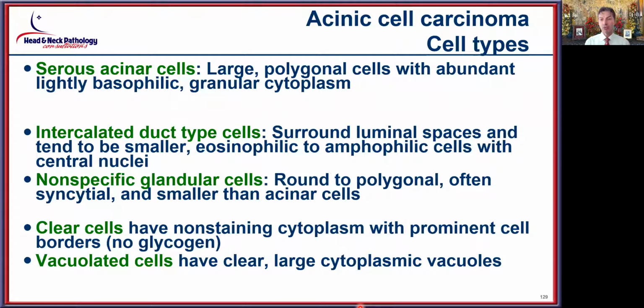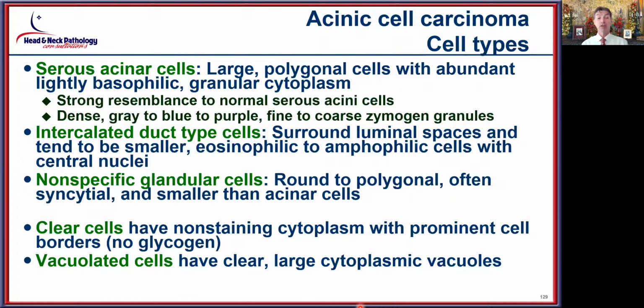So this is what I mean by multiple cellular types. And of course, the serous acinar cell, with its very large polygonal cell and lots of abundant basophilic granules, shows a strong resemblance to normal tissue with these very coarse zymogen granules. This is what we look for in the tumor, and it needs to be identified somewhere in it.